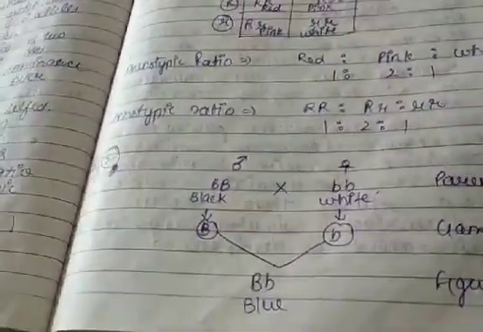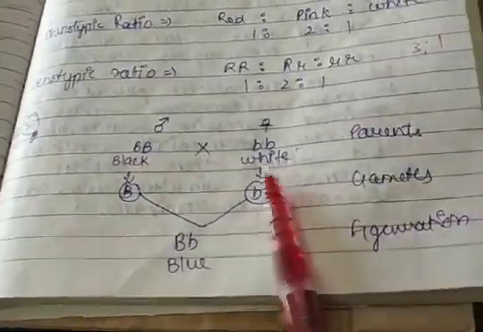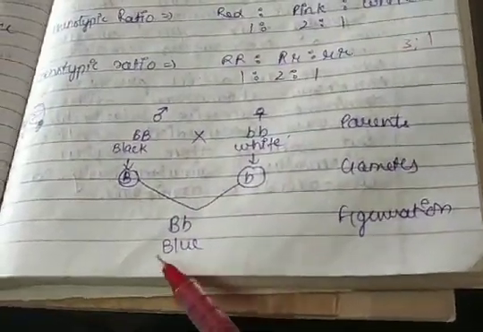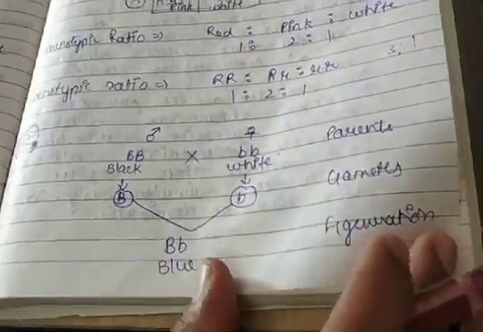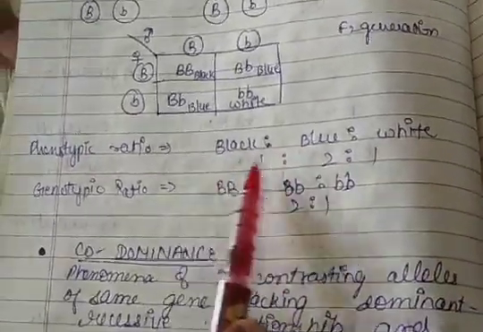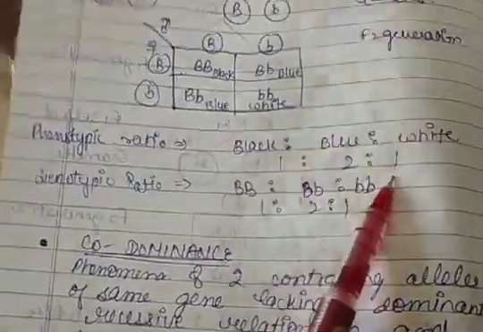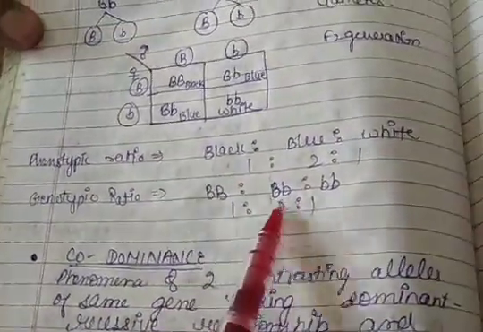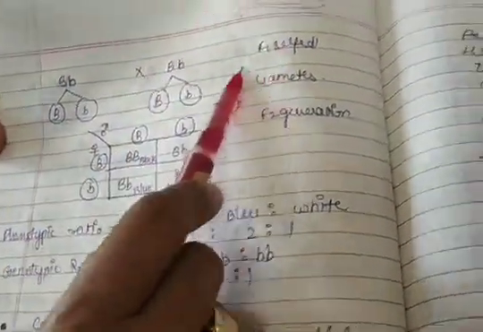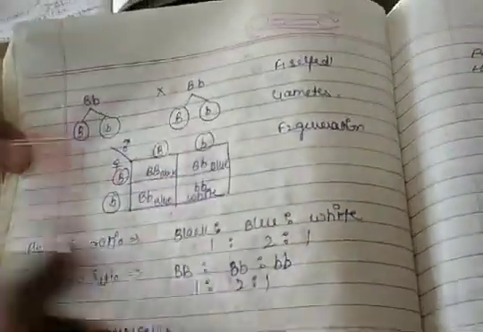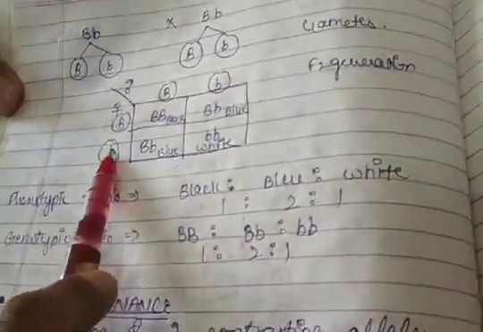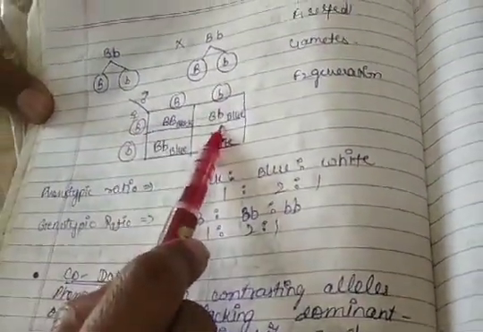Another example is of Andalusian fowl, where black coat color and white coat color were crossed together, and in the F1 generation the organisms produced were of blue coat color. When these F1 were selfed, in the F2 generation black, blue and white, three types of organism were produced in 1:2:1, and the genotypic ratio was BB, Bb and bb, 1:2:1. A checkerboard is drawn here. BB was crossed with bb, the F1 was selfed, and the gametes produced were B and b. In the F2 generation, when these two come together, it will be blue. If these two come together, it will be white, and if these two come together, it will be blue.